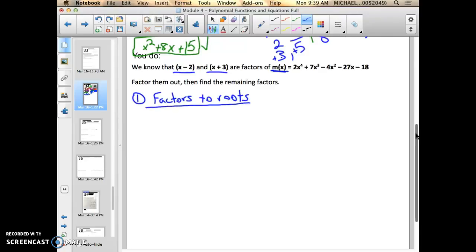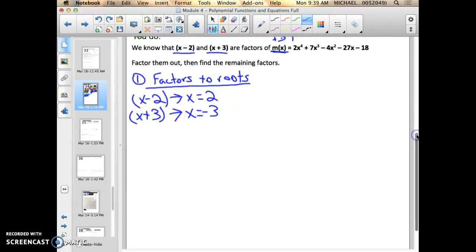So for that, I have x minus 2. And I know that the root form then is x equals positive 2. And then I have x plus 3 as a factor. And I know the root form is x equals negative 3. So that's my first step, using the roots. Now, to synthetically divide, it does not matter which one I choose first. I can choose either one to go first.